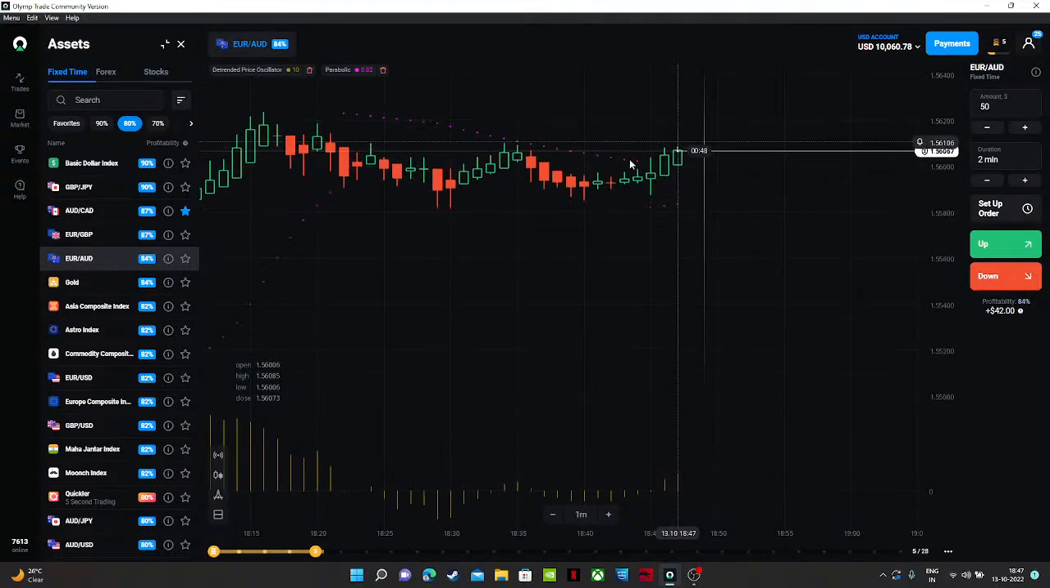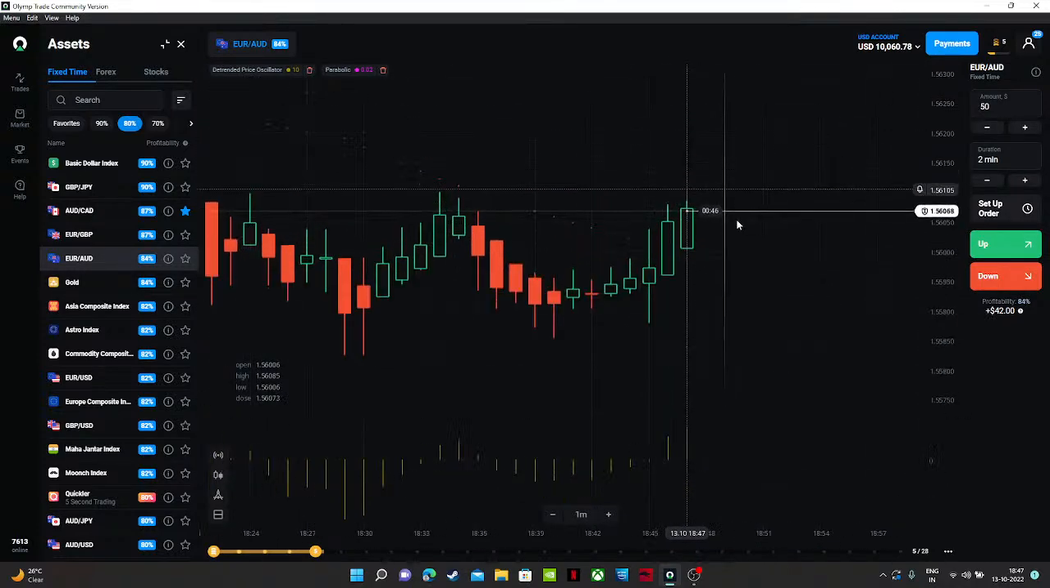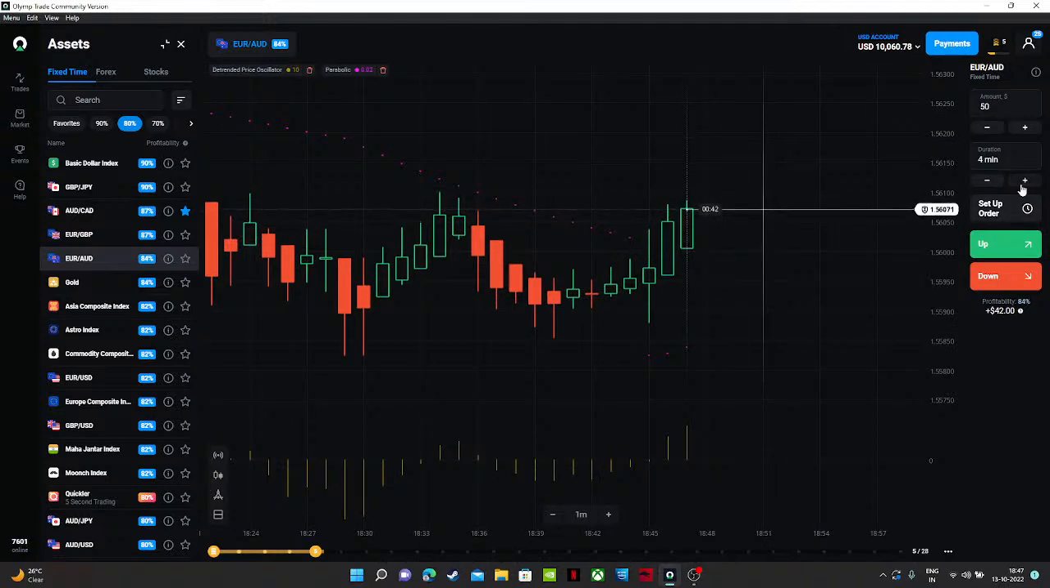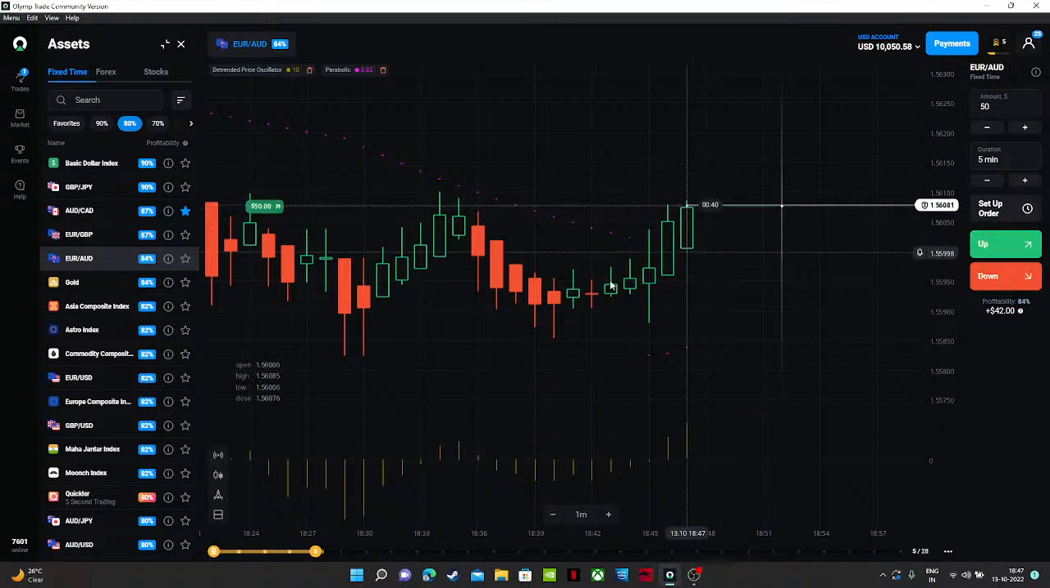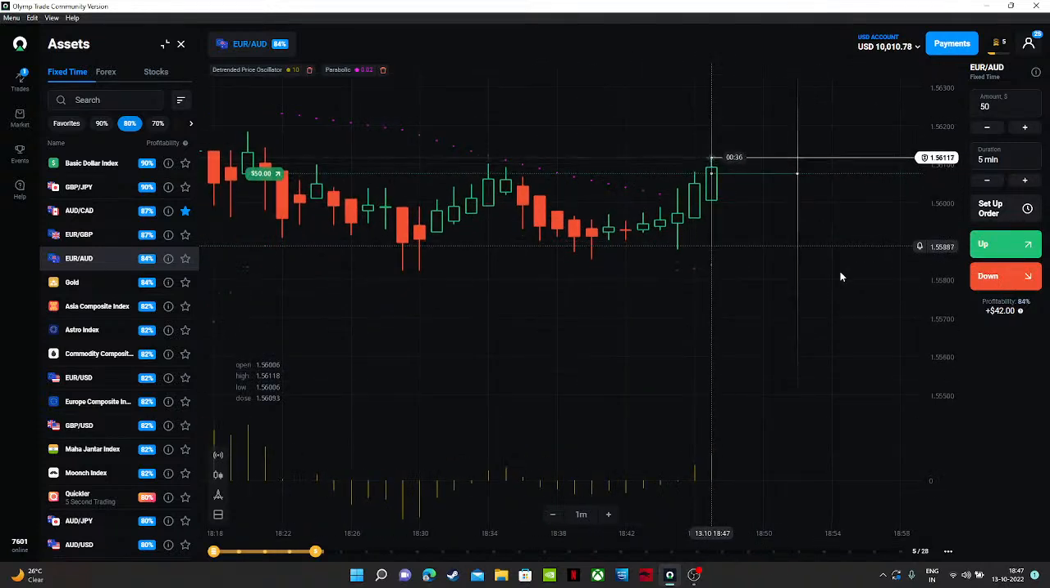Okay, here the parabolic dot has shifted. The bar has also shifted its position on the top of the zero line, and the Heikin candle has already changed its color. So we might want to enter into an upside trade here. The currency pair is euro against the Australian dollar.